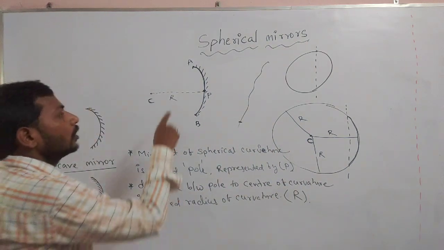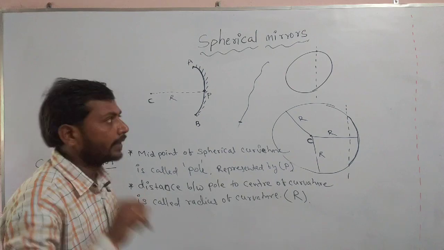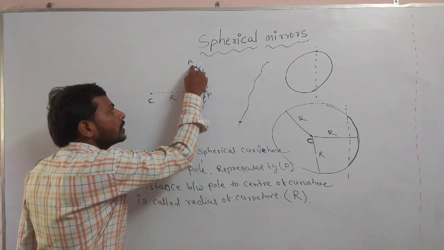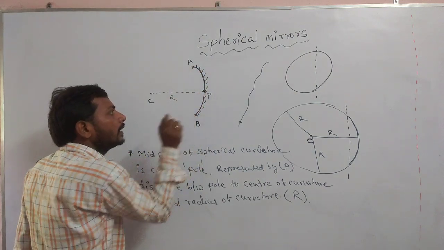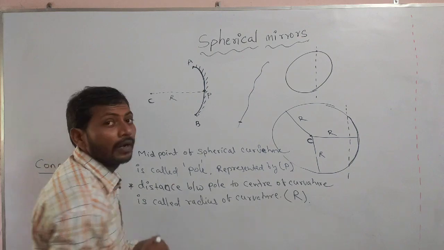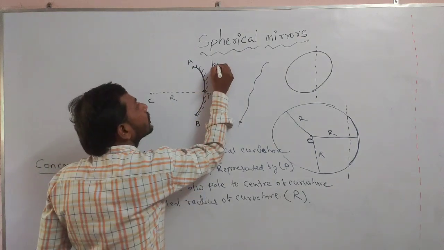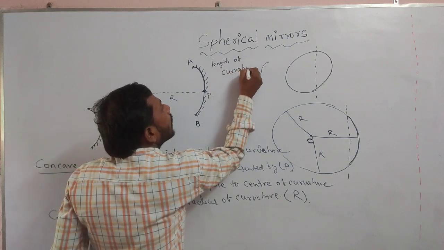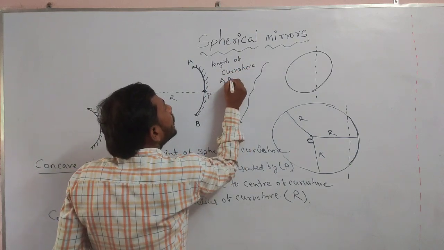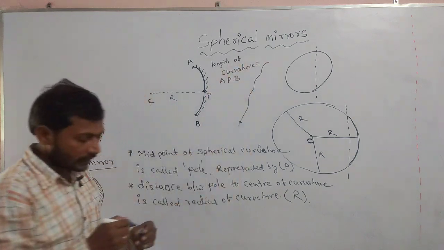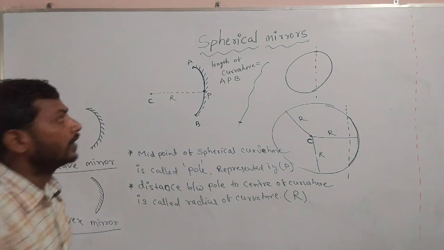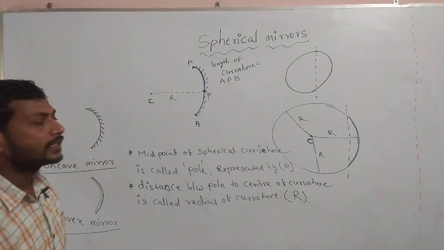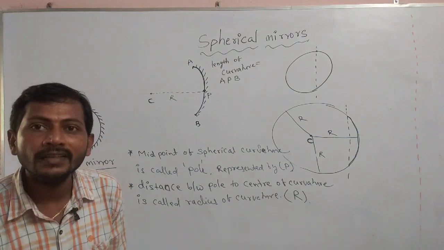Clear? So now you have got 3 or 4 points. A to B in the curved path. Then I am going to say APB length is called length of curvature. Length of curvature I am writing here: APB. Clear, Nana? Length of curvature or curvature length. Second one, length is there, observe. What is the second length, Nana?